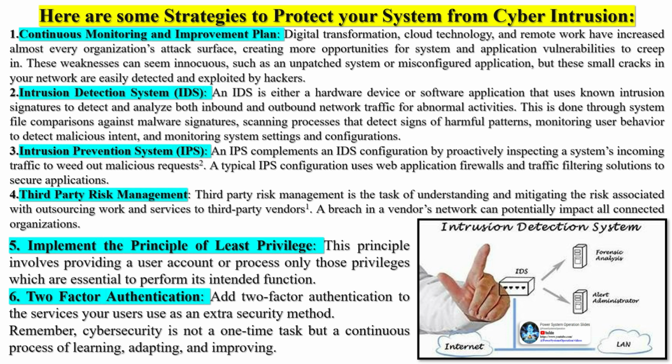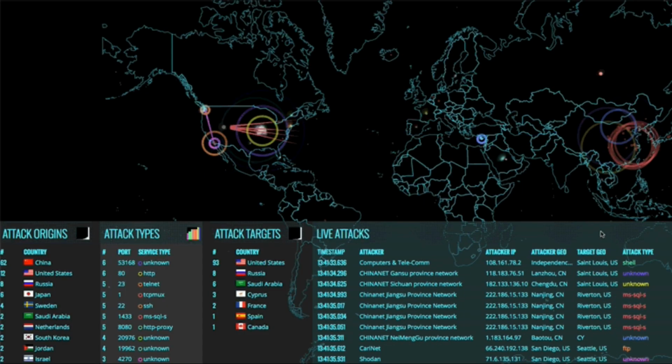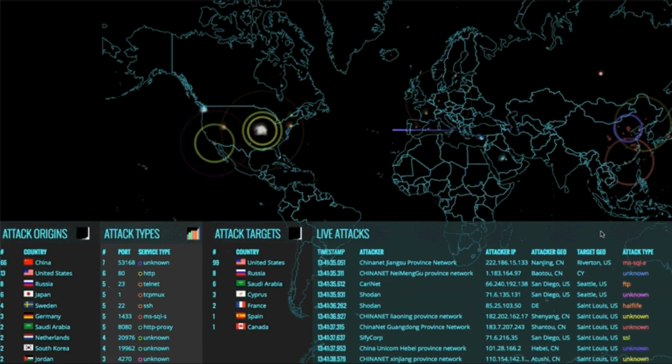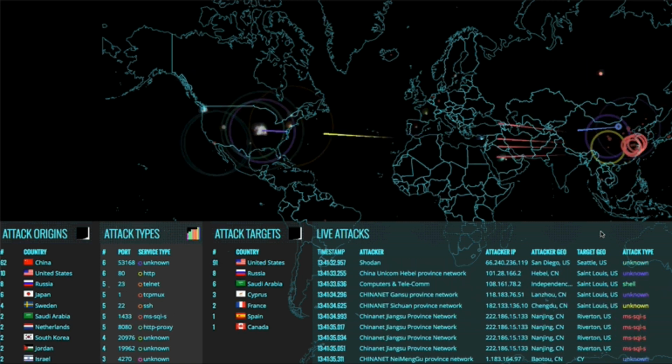Continuous monitoring and improvement plan. Digital transformation, cloud technology, and remote work have increased almost every organization's attack surface, creating more opportunities for system and application vulnerabilities to creep in. These weaknesses can seem innocuous, such as an unpatched system or misconfigured application, but these small cracks in your network are easily detected and exploited by hackers.